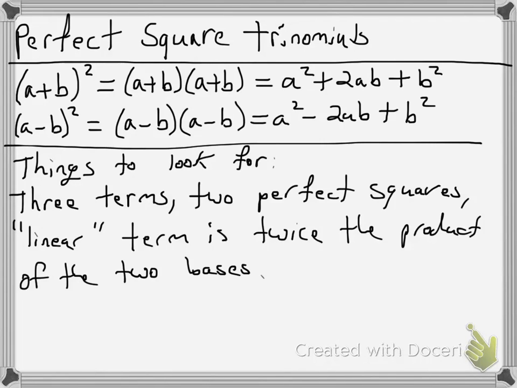Okay, so let me kind of mention what that means. So 3 terms, 1, 2, 3 terms for your trinomial. Perfect squares, usually it's going to be the first and the last are perfect squares, and then the linear term, you know, it'll just have an x, or it might have an xy, so there's nothing squared on it, is going to be twice the product of the two bases, and the bases are going to be your a and your b. Okay. All right, so let's go ahead and try and factor x squared plus 4x plus 4.